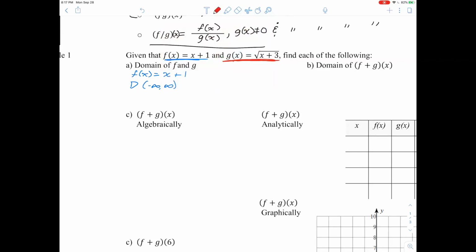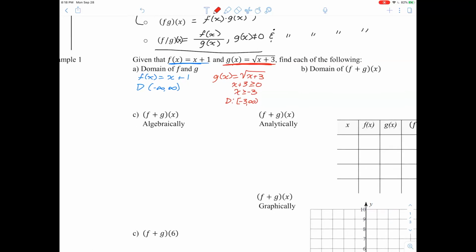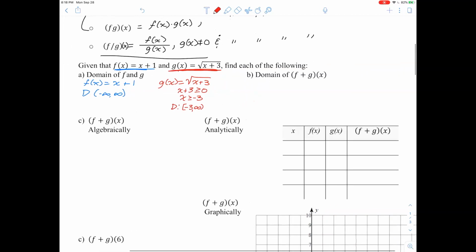For our g of x function, that's the square root of x plus 3. Well, remember that underneath the square root has to be non-negative, so we'll say x plus 3 must be greater than or equal to 0. So that means x has to be greater than or equal to negative 3. Therefore, the domain of the second function is from negative 3 closed to infinity. So remember what I said. Now if I want to add, subtract, multiply, or divide them, I can only do that where those two graphs overlap. So let's take a look at the domain of f plus g of x.